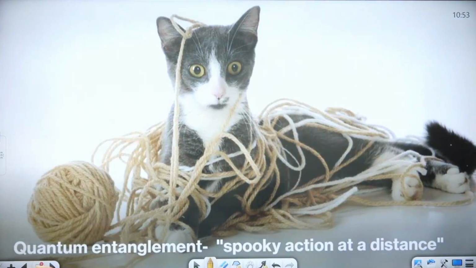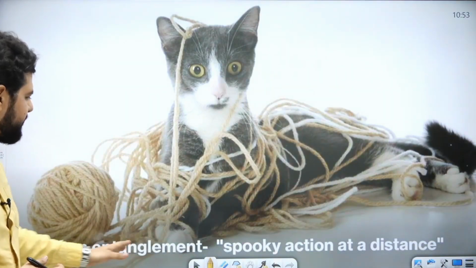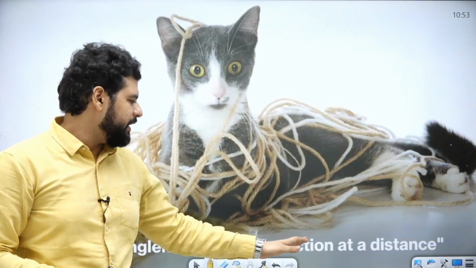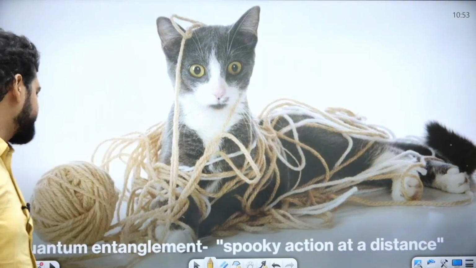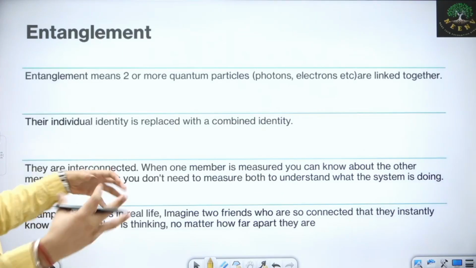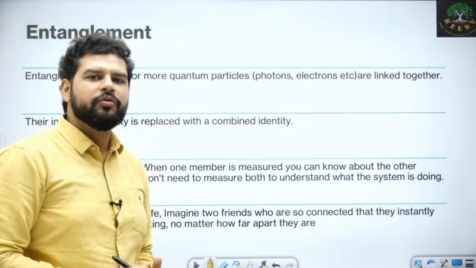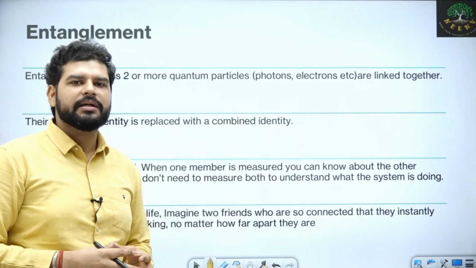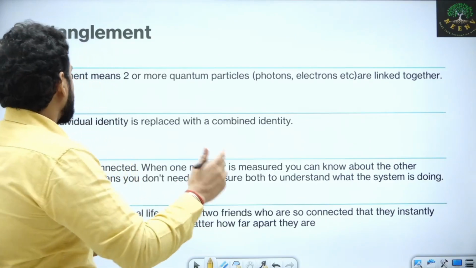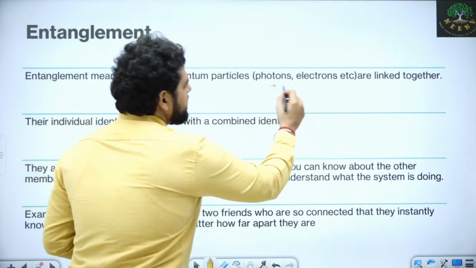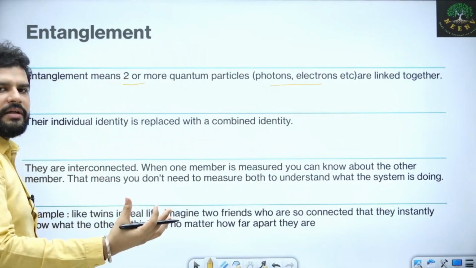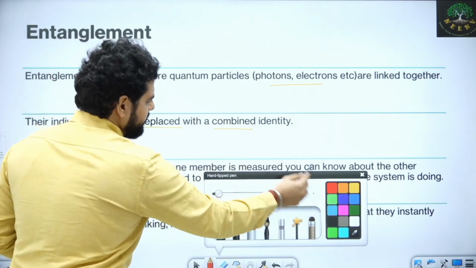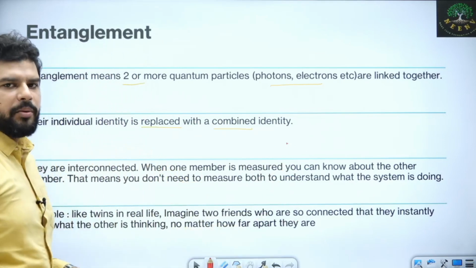Now we come to the next topic, which is quantum entanglement. Einstein called quantum entanglement spooky action at a distance. We'll see why. Entanglement means, like the cat was entangled in a wool yarn, similarly two subatomic particles are joined together. Two or more quantum particles are linked in such a way that their own identity is replaced with a combined identity, right? They don't have their own property now.